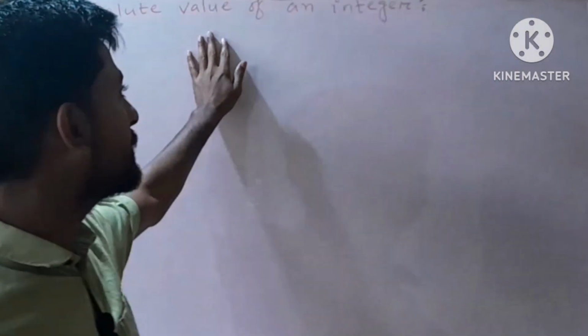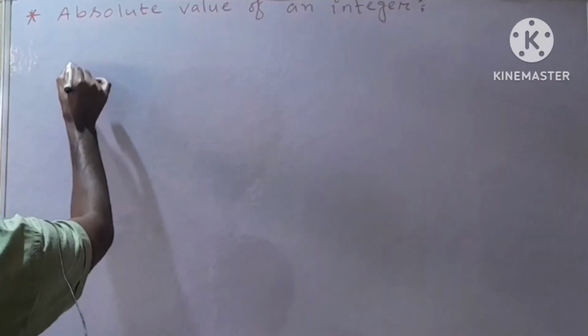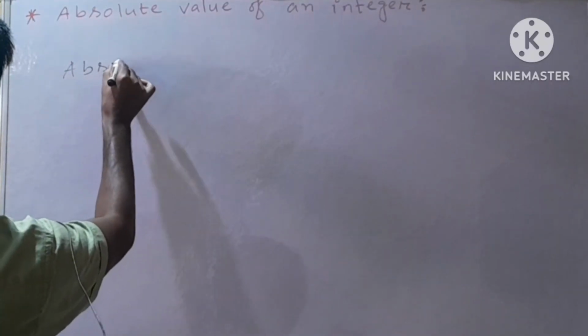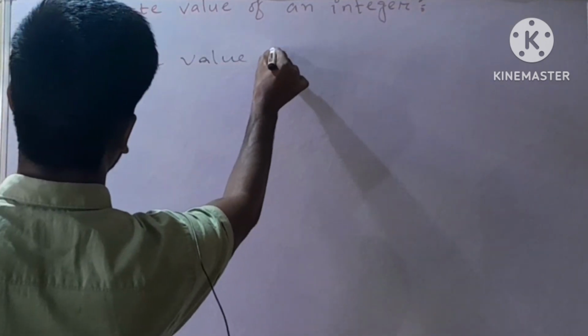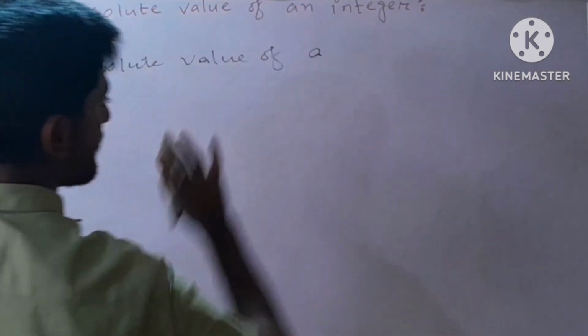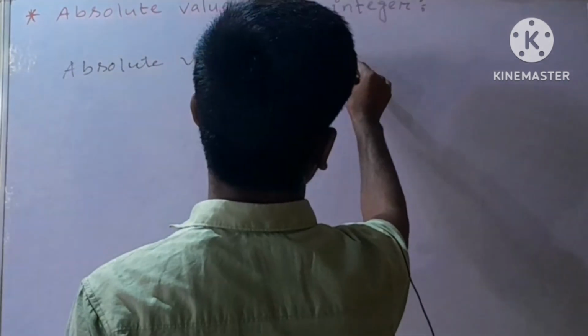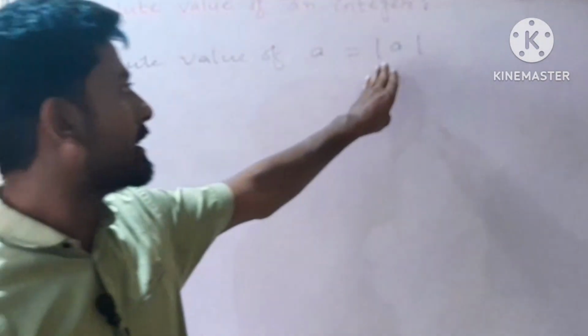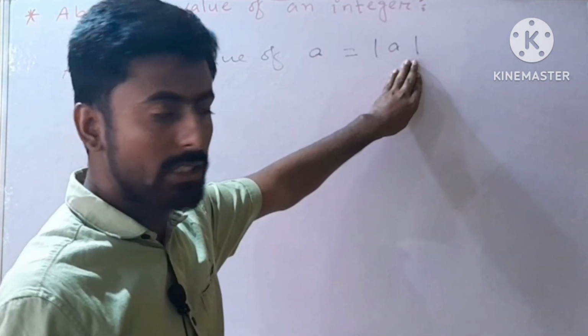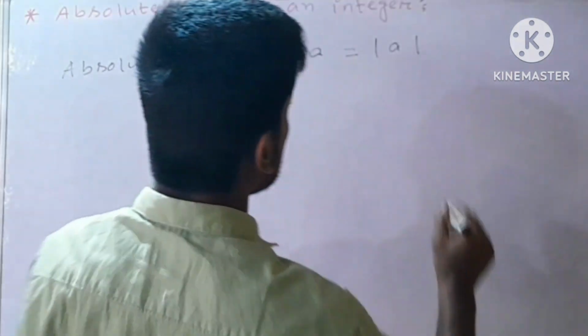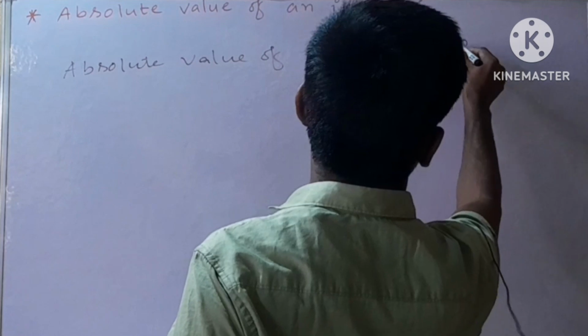Our next topic is absolute value of an integer. The absolute value of a positive integer a is equal to the absolute value of a. It will be denoted by the modulus symbol. That means modulus of a is the absolute value of a. It will be a.